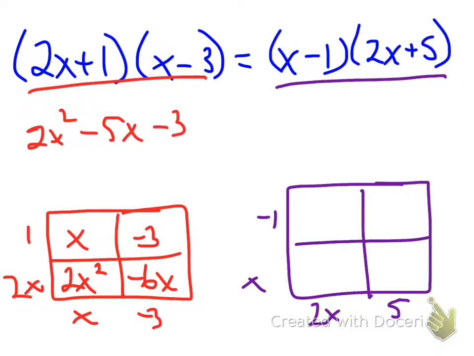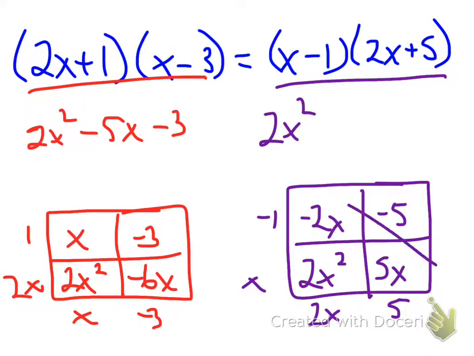On the right side, in the purple, I'm going to now do the same thing. I get 2x squared here, and above that, I'm going to get a negative 2x. Bottom right, I have a 5x, and above that, I have a negative 5. So I now can write that side as 2x squared, combining my like terms, positive 3x minus 5.